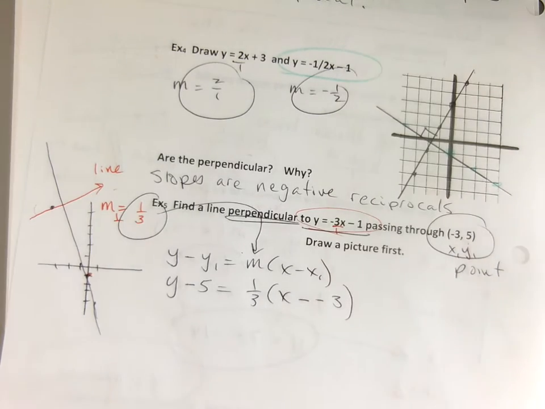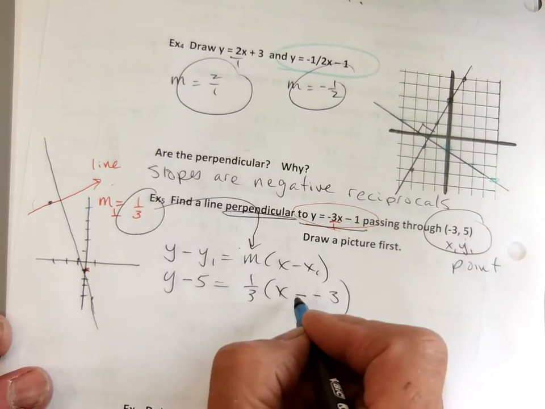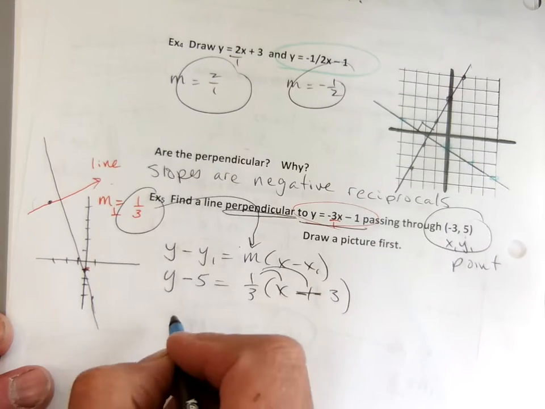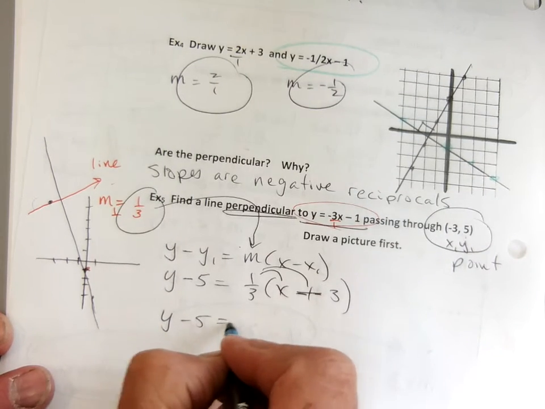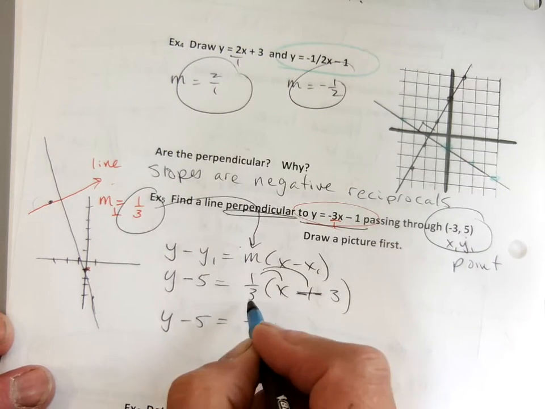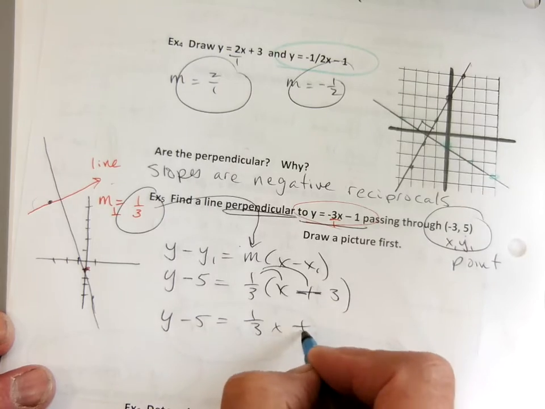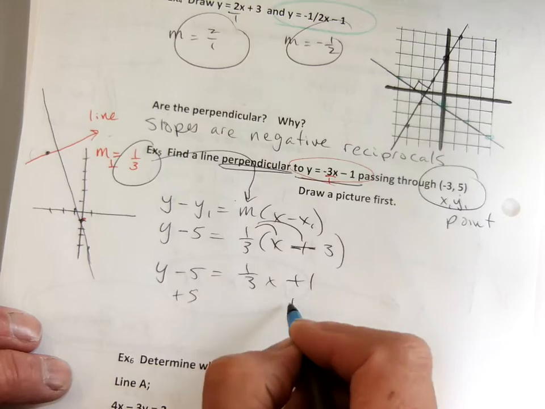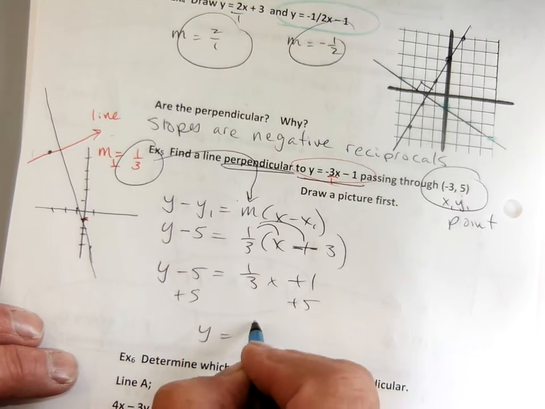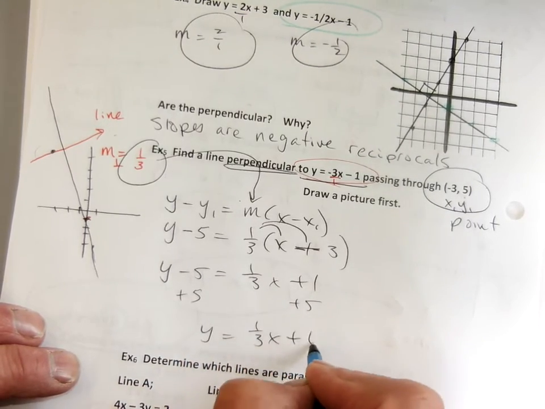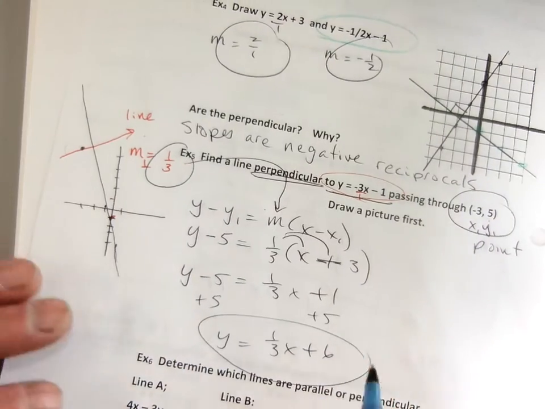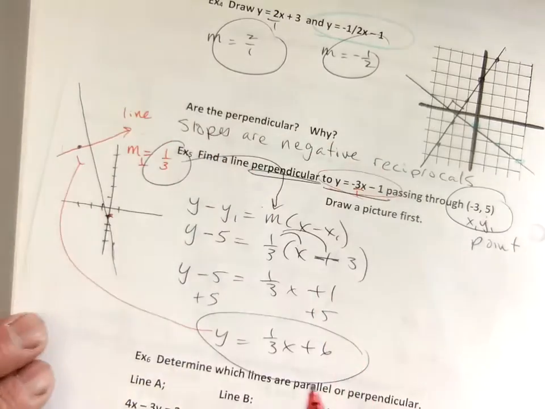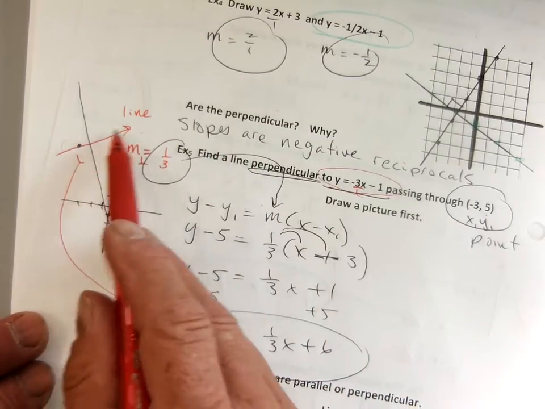Okay. All right, double negative, I'm just going to change that to a plus, right? Double negative and I'm going to distribute. So I'm going to have y minus 5 equals 1/3 x. Well, 1/3 of 3 is 1, okay? And I'll just go plus 5, and I'll have y equals 1/3 x plus 6. So this is the line. This is the equation of that line right here. It kind of makes sense. It looks like it might go through 6, up 1 over 3. Okay.